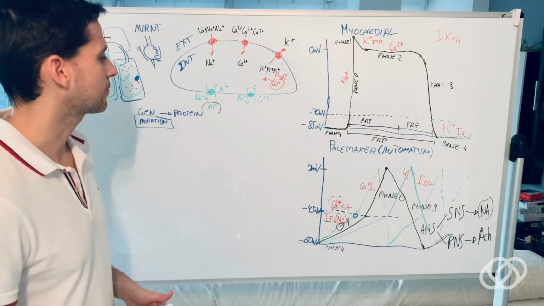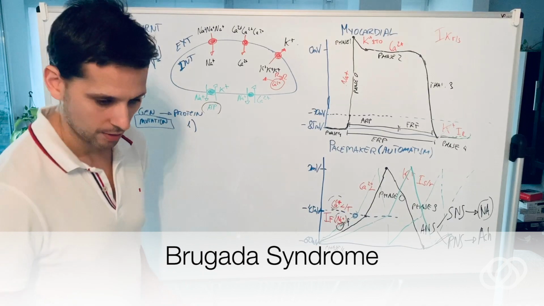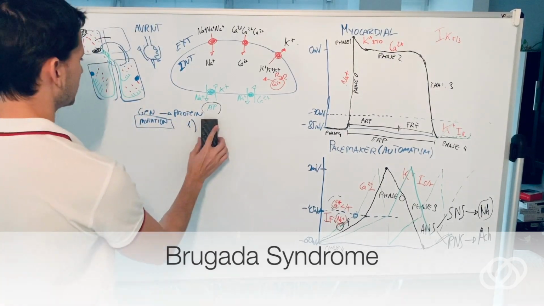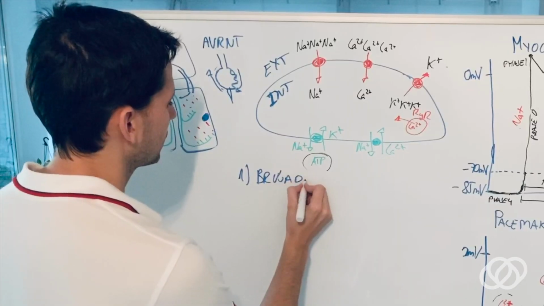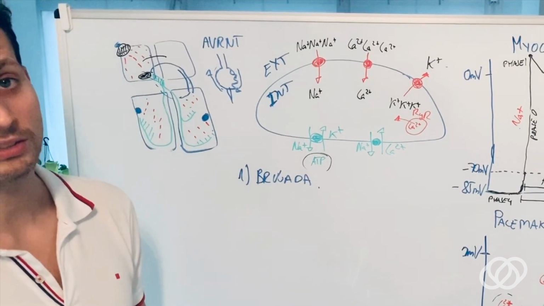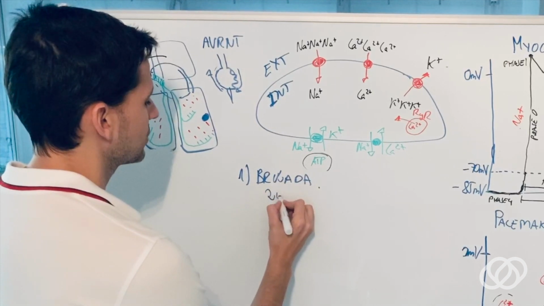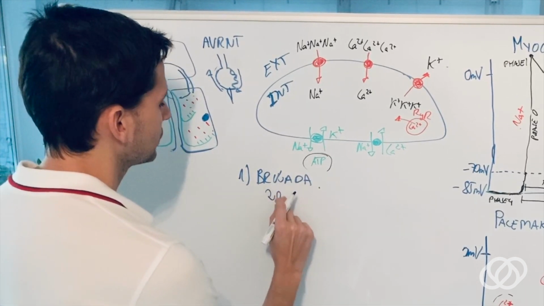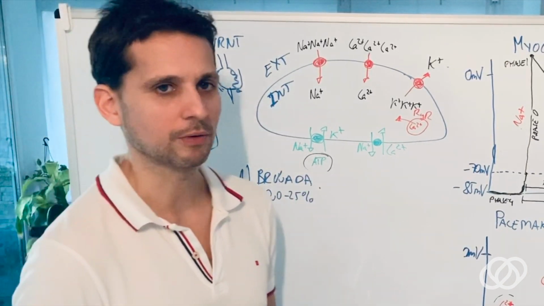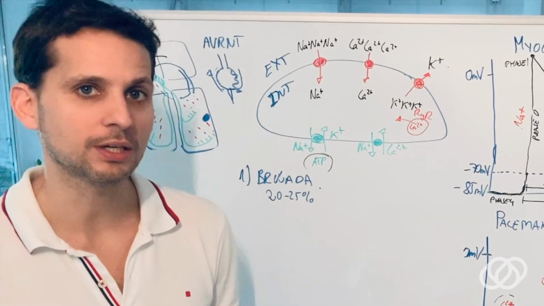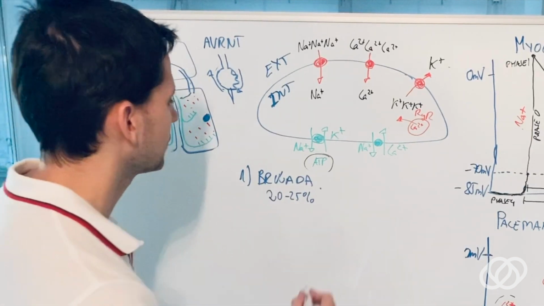So we are going to begin with the first syndrome. That is, the first one will be the Brugada syndrome. Well, the Brugada syndrome has a relatively low diagnostic yield. The genetic diagnostic yield is 20 to 25%. So when we find a patient with Brugada syndrome, the probability of identifying the mutation in the gene is about 20 to 25%. Then, which genes are usually involved?